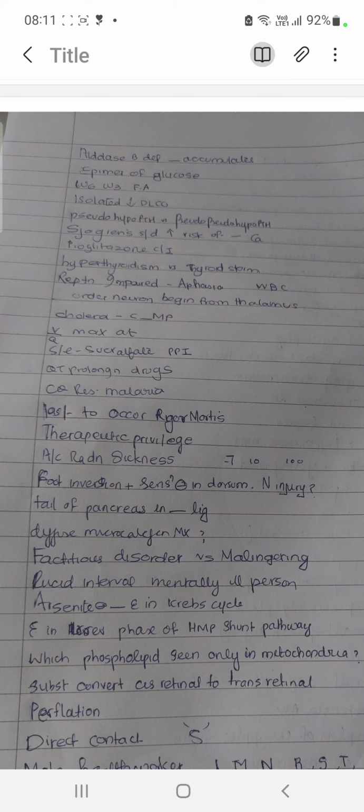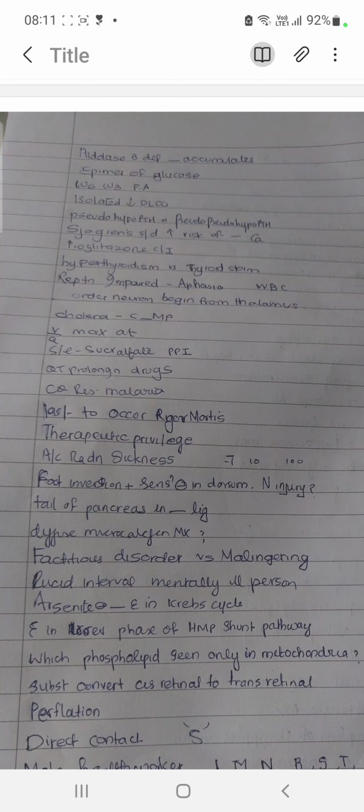Epimer of glucose, remember the mnemonic is MEGA: mannose and galactose, that's C2 and C4 respectively. Then omega 6 and omega 3 is linoleic and linolenic fatty acid.